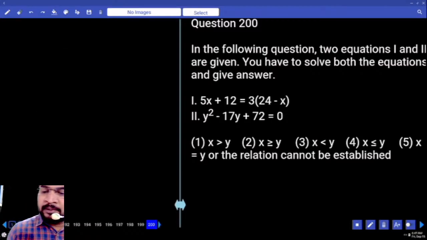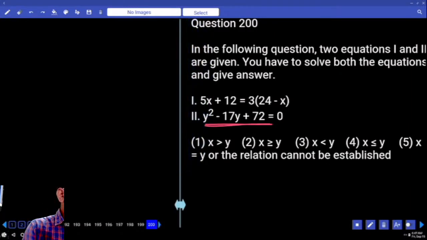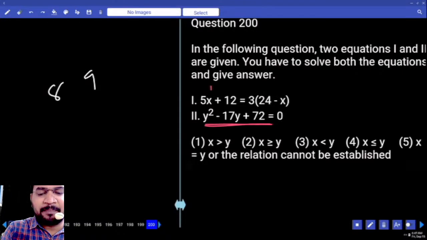So this is what? Second one. Check the second one first. 8 to 9. Minus 8 minus 9 comes outside. Now if you observe, all of you, x value, if I keep 8 for example, it is satisfied? Is it satisfied? 5 8s are 40. 40 plus 12 52. So here 24 minus 8, 16. 16 3s are 48. This is 52.